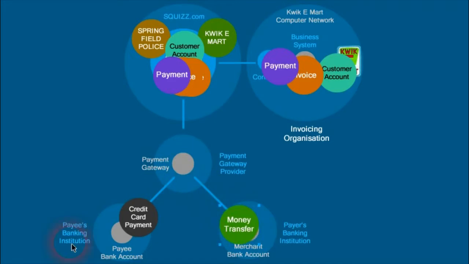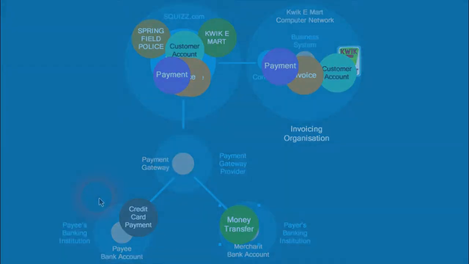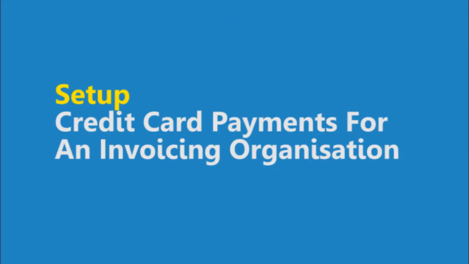So now that you've got an idea of the things that are occurring, let's look at how an invoicing organization can get this invoice credit card payment feature set up within the Squizz.com platform. For an organization already registered on the Squizz.com platform, to set up credit card invoice payments, there are 10 steps that need to take place for this to happen.